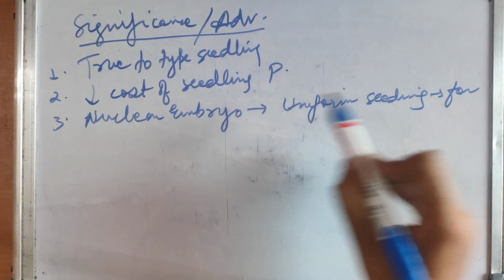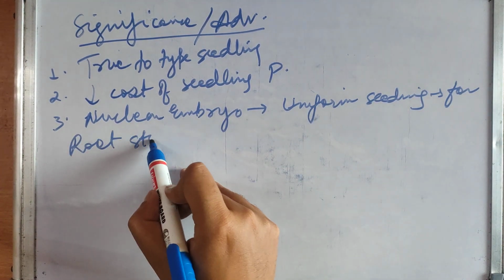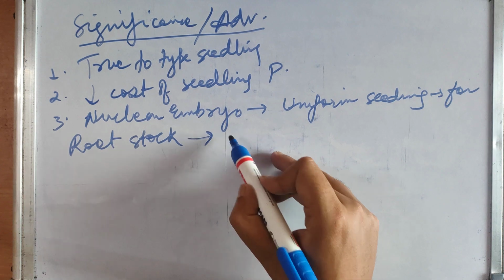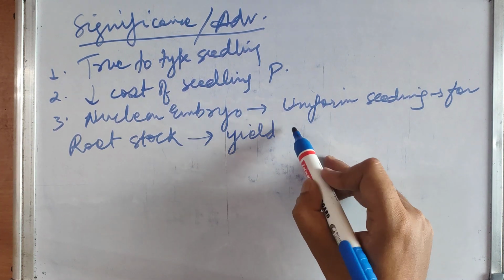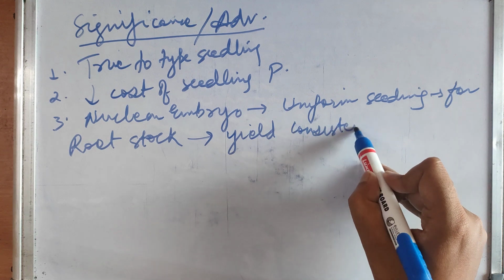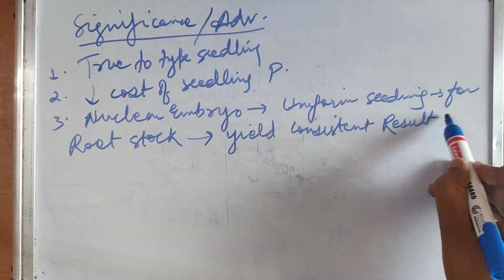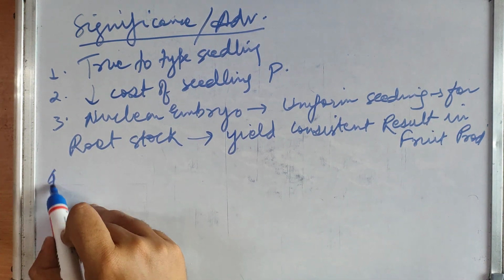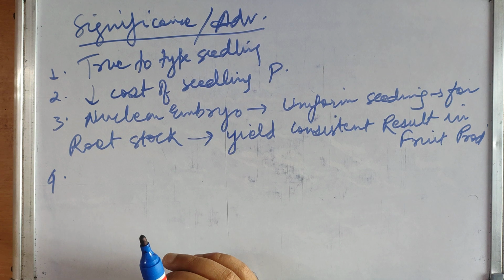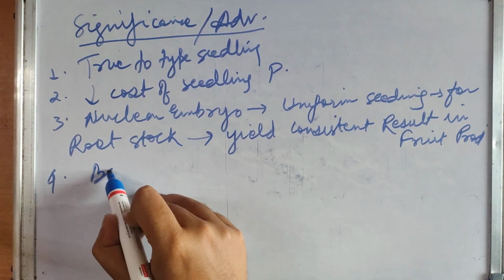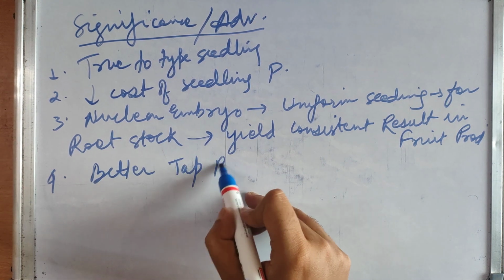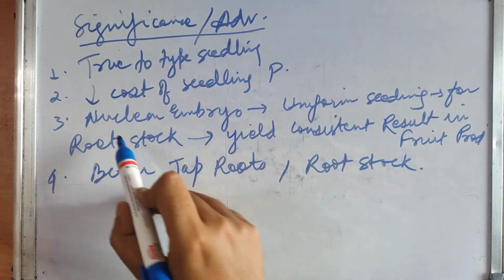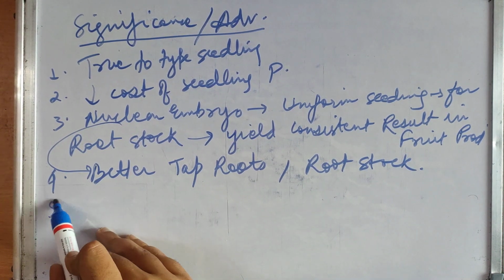Uniform seedlings for rootstock yield consistent results in fruit production. Nucellar seedlings have better tap roots, and as rootstock they develop better roots. So nucellar seedlings have better rootstock or tap root.